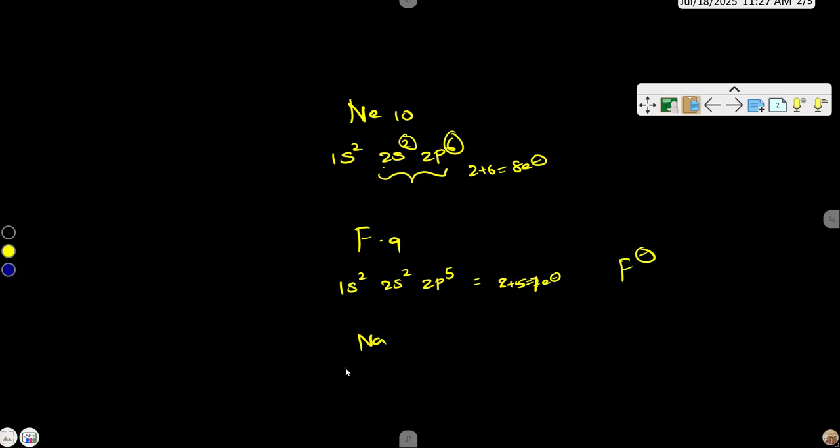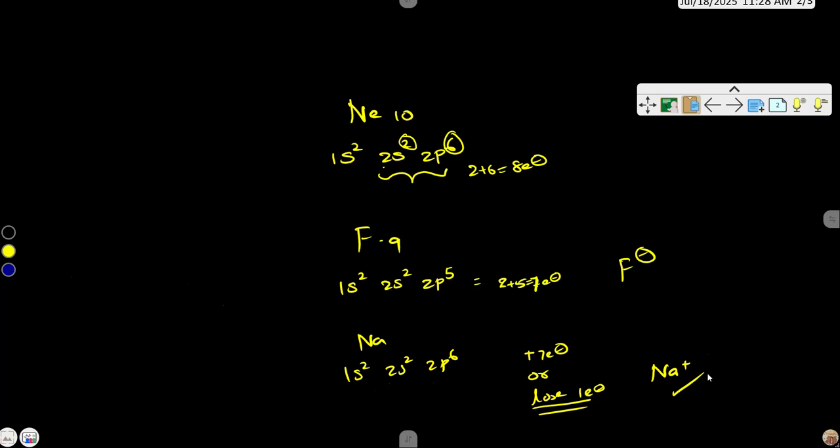Similarly, sodium: 1s2, 2s2, 2p6, 3s1. So it has to either gain 7 electrons or lose 1 electron. Which would be better for the energy level? Losing an electron is better. So sodium always tries to lose an electron. As it loses an electron, sodium will have the configuration 1s2, 2s2, 2p6. That means it will have the configuration of neon. So sodium will always try to be in the plus 1 state, that is, it will always try to lose an electron.